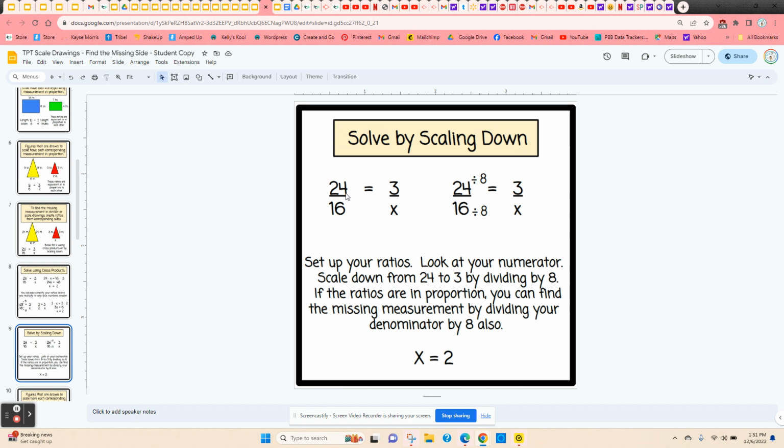So here we know we have to divide 24 by 8 to get 3. So if we also take 16 and divide by 8, we will get 2. So our answer is 2.